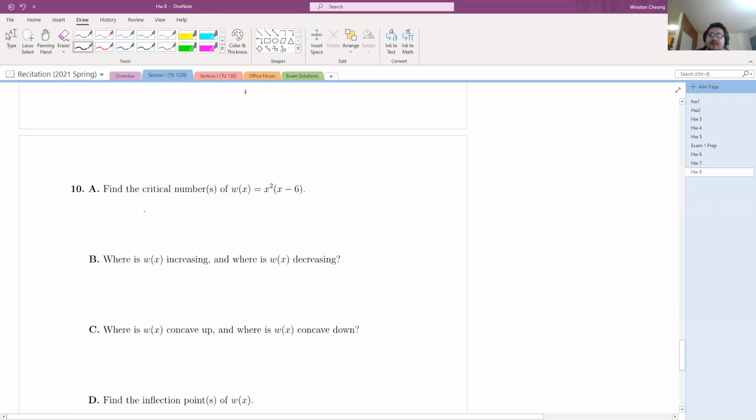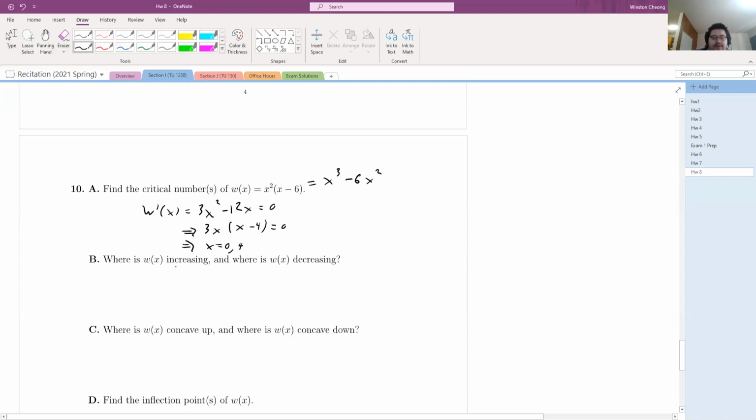Okay, so critical numbers. So that's just setting the derivative equal to 0 and solving. Okay, so I don't want to do product rule. Instead, what I'm gonna do is rewrite this just to make it nicer to work with. So I'm gonna distribute, I'm gonna get x cubed minus 6x squared. Now I can just take a derivative very easily. Minus 12x, and we would set this guy equal to 0. And now we would factor out a 3x. So we get an x minus 4. And so x is equal to 0 and 4. Those are my critical points or critical numbers.